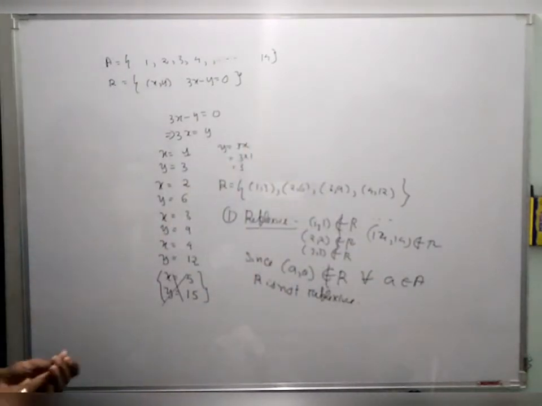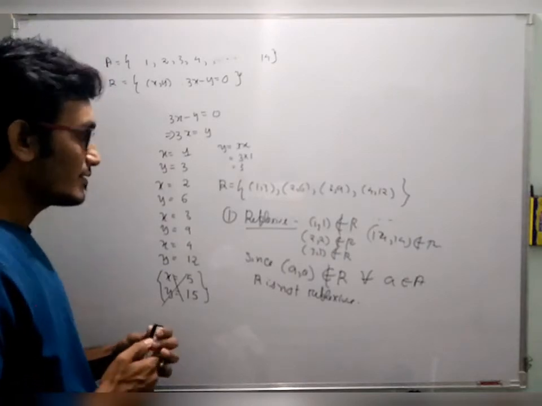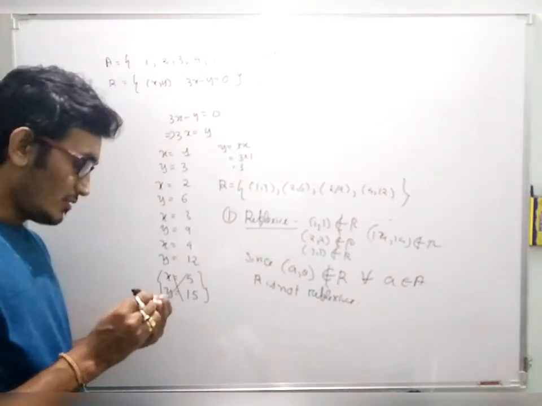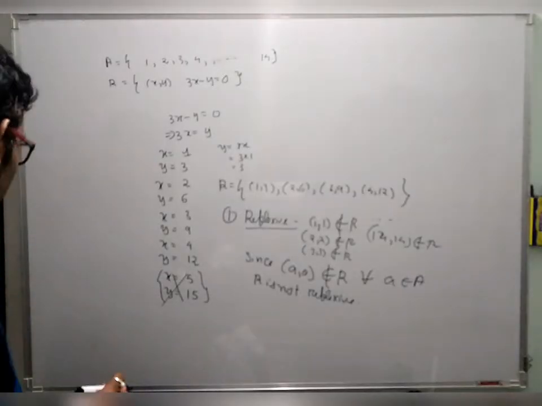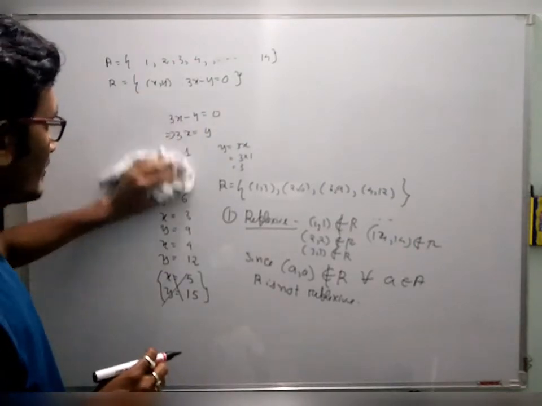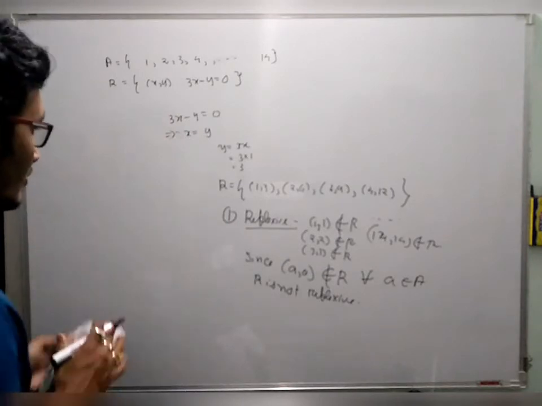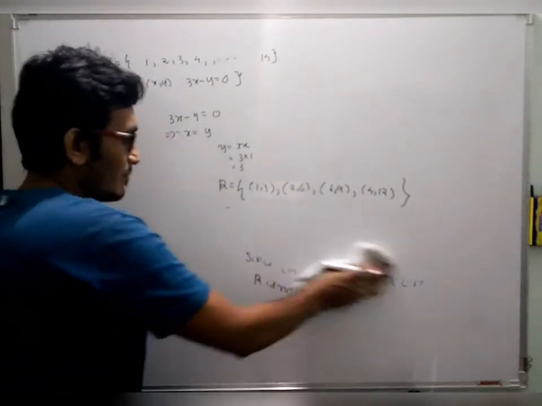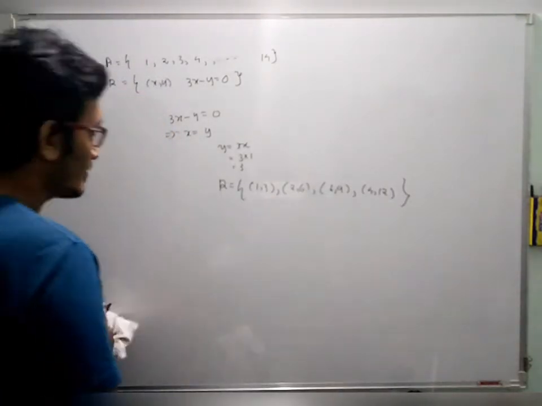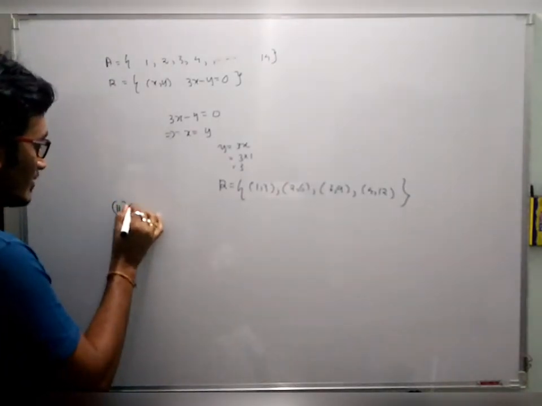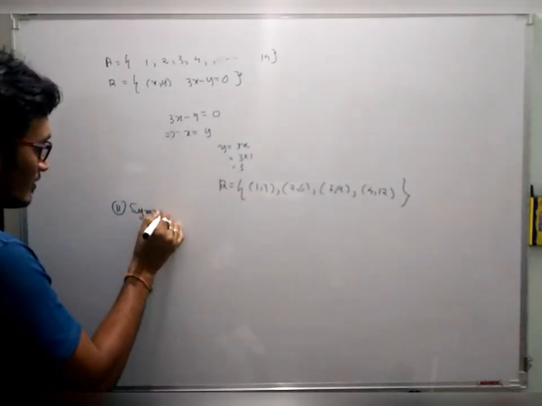So what is the second type? This is the symmetric relation. Now we will check whether the relation is symmetric or not. So the next type of relation is the symmetric relation.